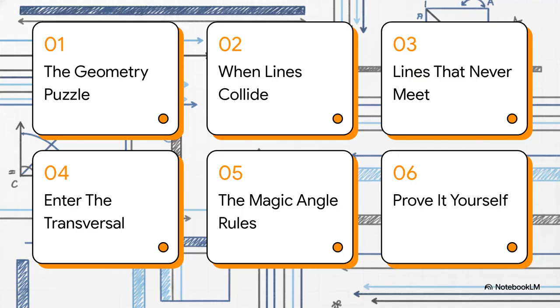Here is our quick roadmap for today. 1. The geometry puzzle begins. 2. When lines collide. 3. The lines that never meet. 4. Enter the transversal. 5. The magic angle rules. And 6. Prove it yourself. We're going to demystify this whole thing step by step.